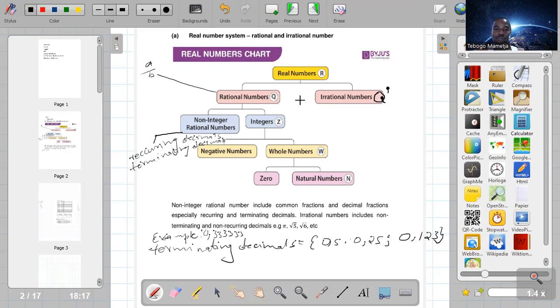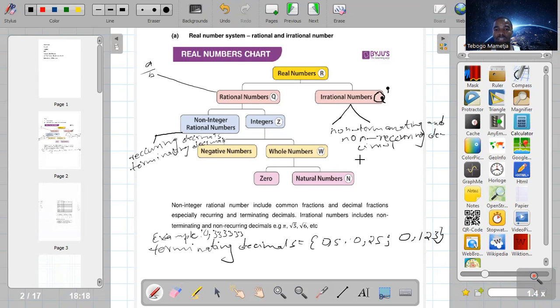Whereas, guys, irrational numbers are the numbers which are not rational. So these numbers do not fit into this branch of rational numbers, so they are classified as irrational. So what do they include? They include non-terminating and non-recurring decimals. So the decimals do not recur and they do not terminate. We are referring to decimals with an infinite number of decimal places which do not recur.